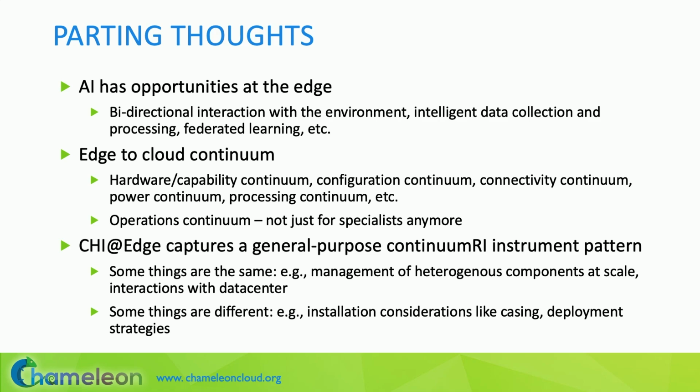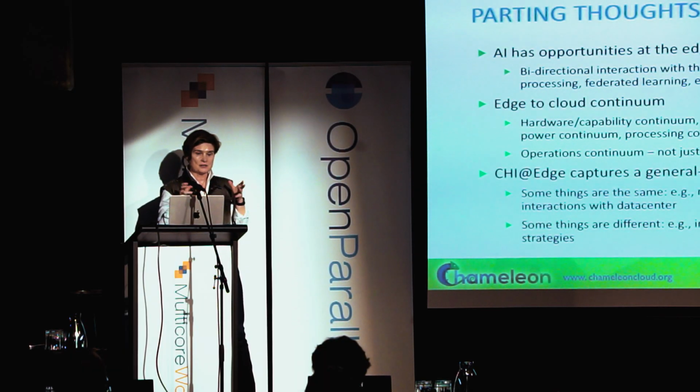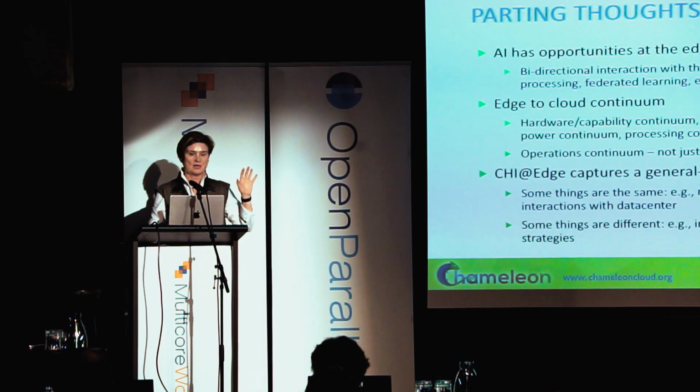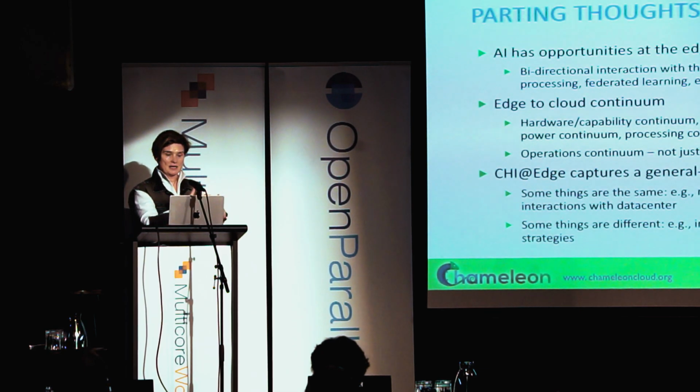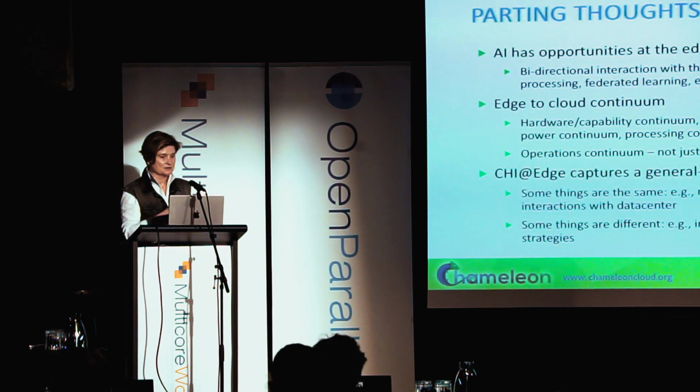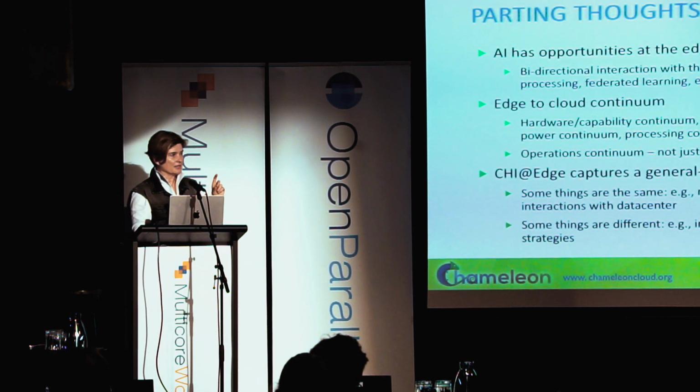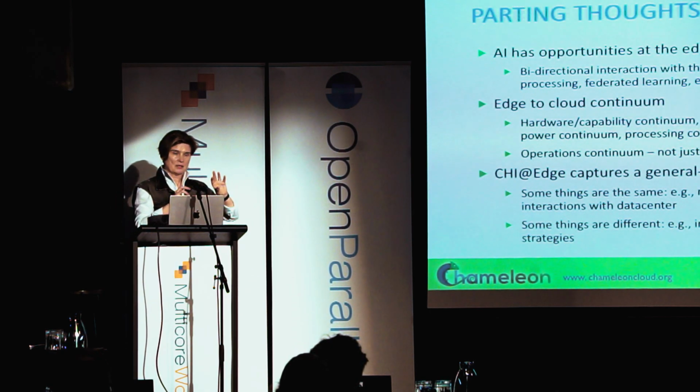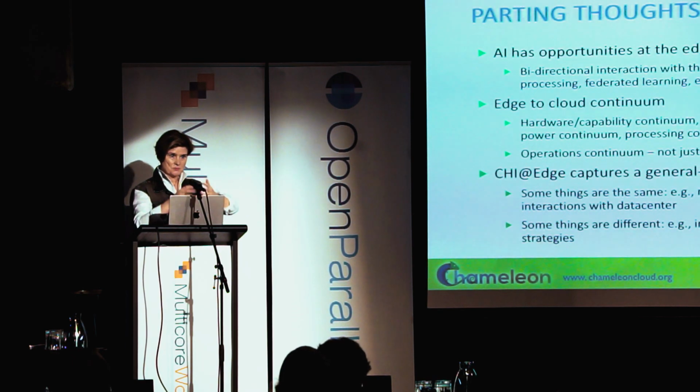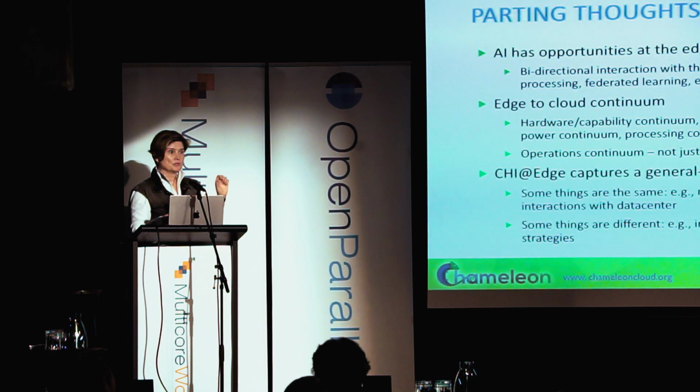First of all, huge opportunities at the edge for AI, right? So increasingly computing is leaving the data center, going out to the edge where it can interact with the environment, where it can do intelligent data collection like we've seen with Floto, federated learning and other patterns. Then secondly, when people think about edge-to-cloud continuum, they typically think about processing capability that goes out of the data center into the edge. But there's more to it than that.